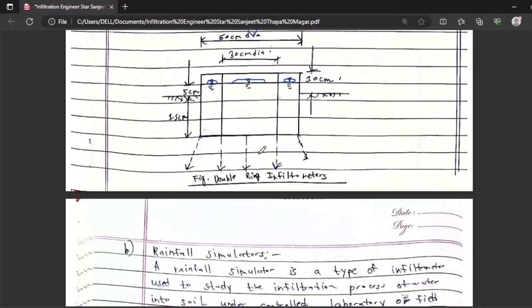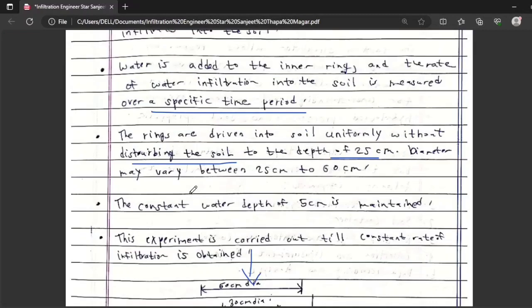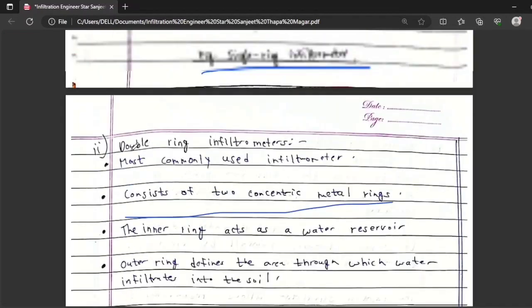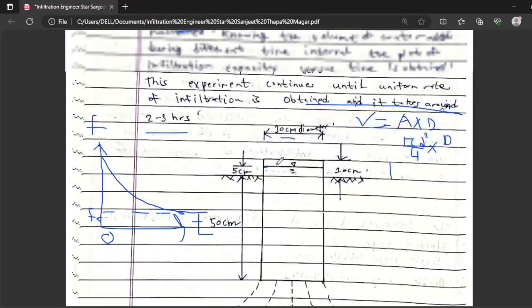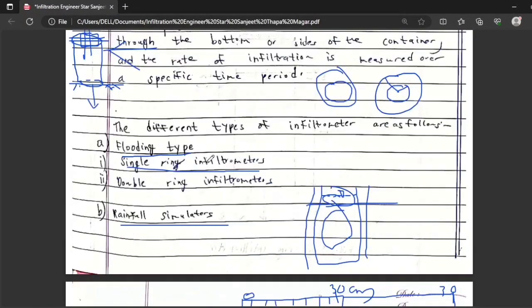And this is the reverse figure for double ring infiltrometer. Rainfall simulator. Rainfall simulator is a type of infiltrometer used to study the infiltration process of water into soil under controlled laboratory or field condition. In this previous method, in the double ring infiltrometer and single ring infiltrometer, this is the flooding type.